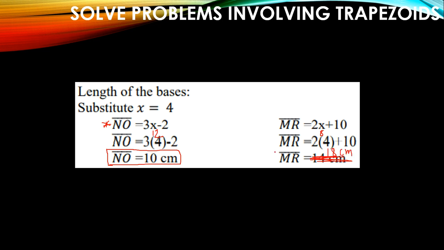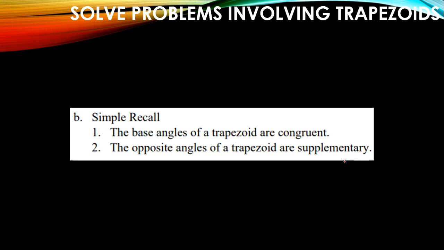Therefore, NO, which is the upper base, measures 10 centimeters, and MR, which is the lower base, measures 18 centimeters. Okay, so let's have the problem in letter B. We have the simple recall on the isosceles trapezoid.